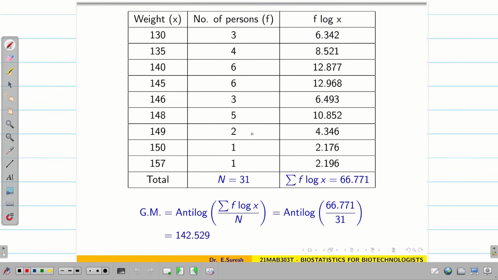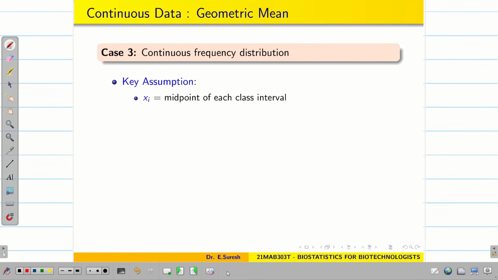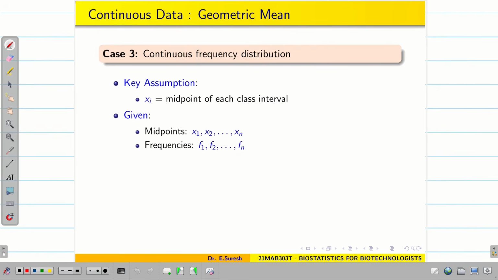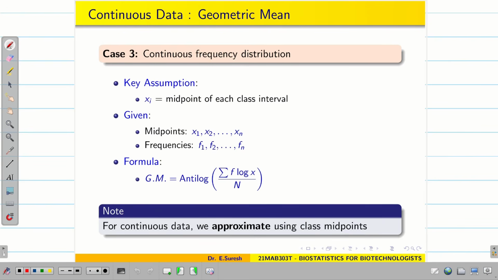Hope you understand. Now let us do a problem for continuous frequencies. We know that for continuous frequencies, we don't have X values. We will have only the intervals like 0 to 10, 10 to 20, etc. Now we have to find the midpoint of these intervals to get the X values. Frequencies are as given in the question. The geometric mean is the same, anti-log of summation F log X divided by capital N. The only thing is in continuous data, we have to find the midpoints from the intervals.